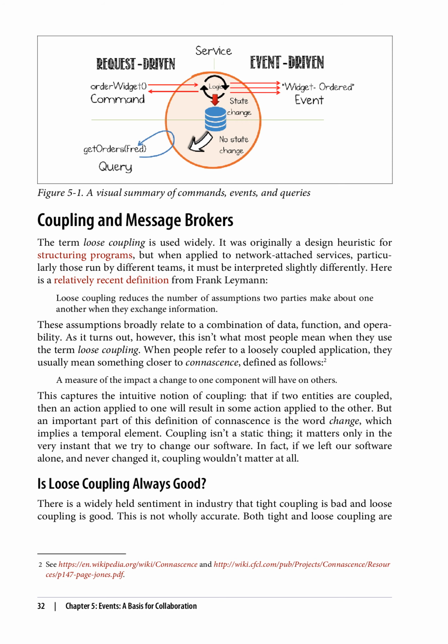When people refer to a loosely coupled application, they usually mean something closer to connascence, defined as follows: a measure of the impact a change to one component will have on others. This captures the intuitive notion of coupling, that if two entities are coupled, then an action applied to one will result in some action applied to the other. But an important part of this definition of connascence is the word change, which implies a temporal element. Coupling isn't a static thing, it matters only in the very instant that we try to change our software. In fact, if we left our software alone and never changed it, coupling wouldn't matter at all.